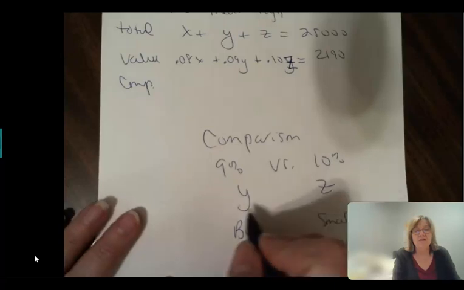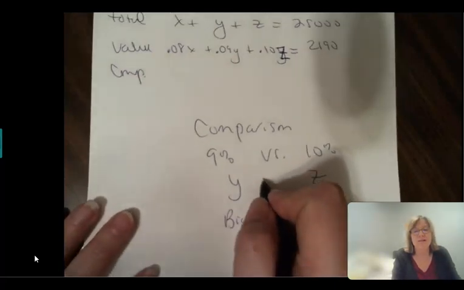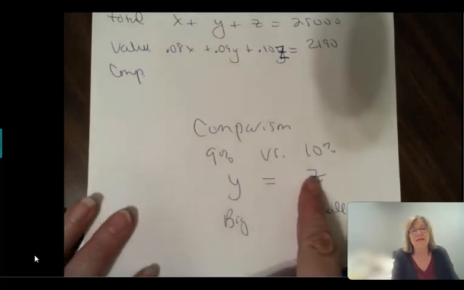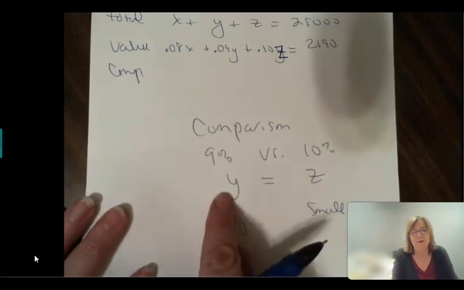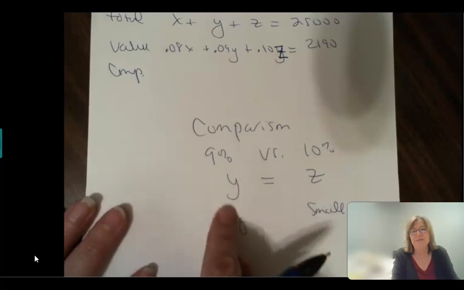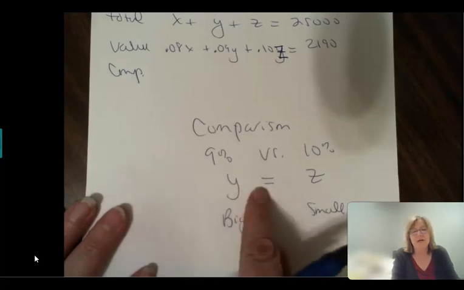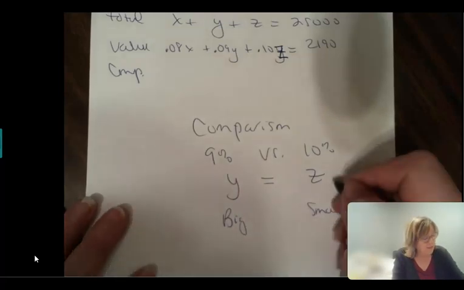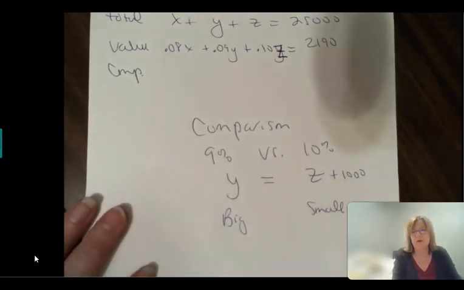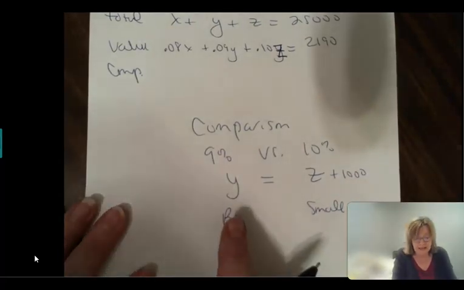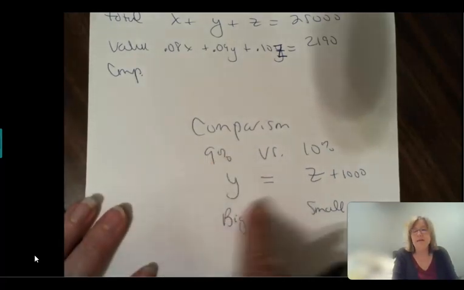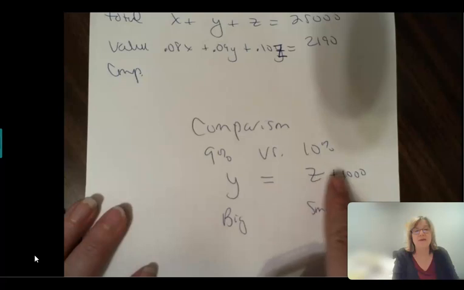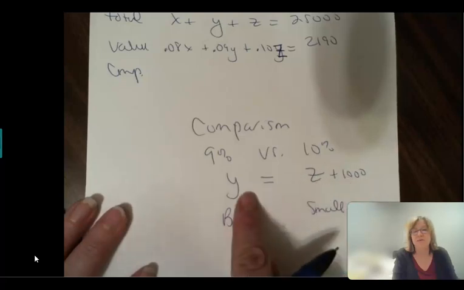So equal signs are like teeter-totters. If I set these equal, you need to add the 1,000 to the smaller number to equal up to the bigger number. If you add 1,000 to the bigger, it just keeps getting bigger. An equal sign is a balance. So I'm going to add 1,000 to the smaller number, okay? Because it says they borrowed more at 9%. That's your Y than they did at 10%. So you add the 1,000 to Z to equal the Y.